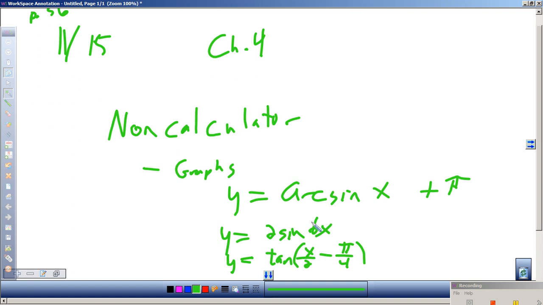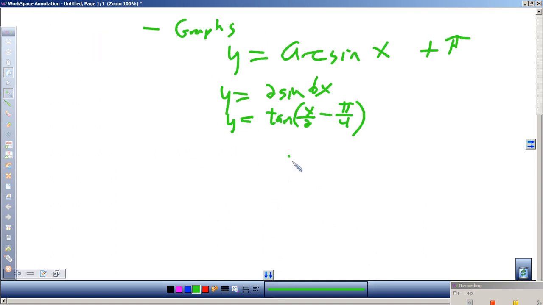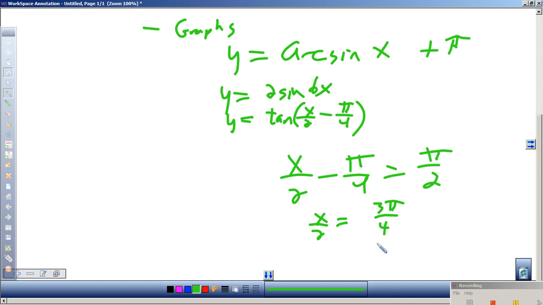I just think of it more as where is tangent undefined? Pi half, 3 pi half. So what would I have to plug in for x to get pi half as my answer? I would do x over 2 minus pi over 4 equals pi half, and solve that, because that will tell me where one of my undefined points is. You can use the period to say where the next one is going to be. So x over 2 equals 3 pi over 4, so x equals 3 pi half.